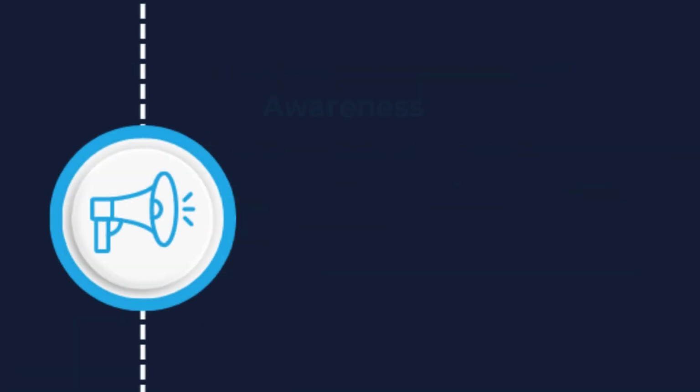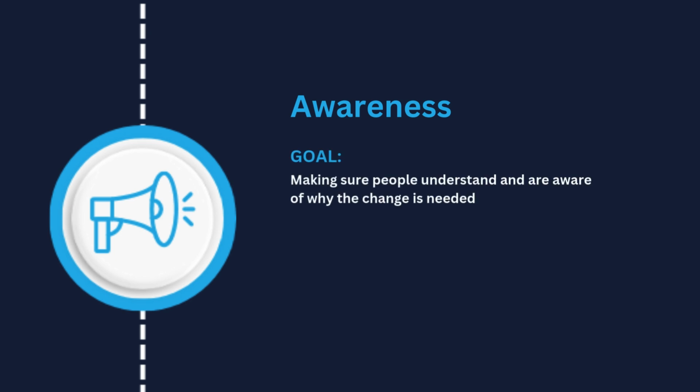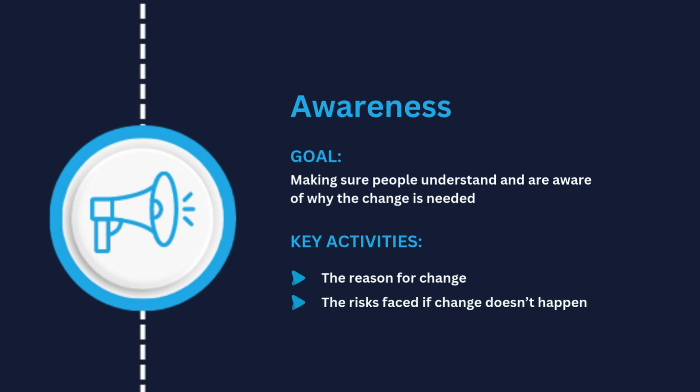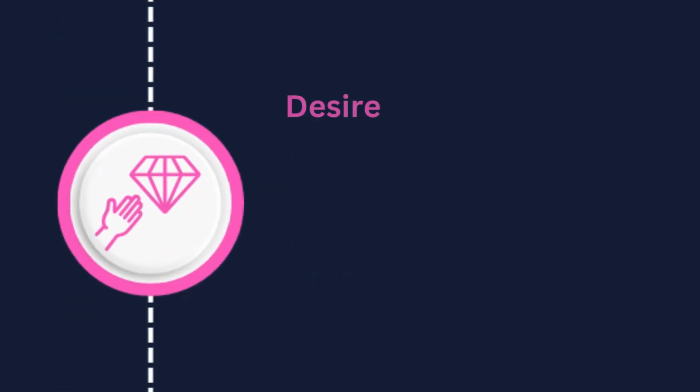The first step is awareness. The goal of this stage is making sure people understand and are aware of why the change is needed. Some key activities include discussing the reason for change, the risks faced if the change doesn't happen, and the benefits of the change. The next step is desire.